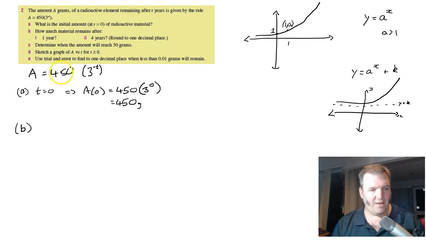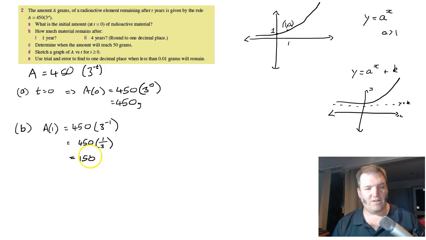Part B here. How much material remains after 1 year? We find the value when I sub in 1. A of 1 equals 450 multiplied by 3 to the negative 1. Now, if you've got your calculator, you can just type that in. Otherwise, the rest of us are going to need to remember our index laws. 3 to the power of negative 1 is the same as 1 over 3 to the power of 1. A third of 450 is 150. That's not too bad, and that's 150 grams.